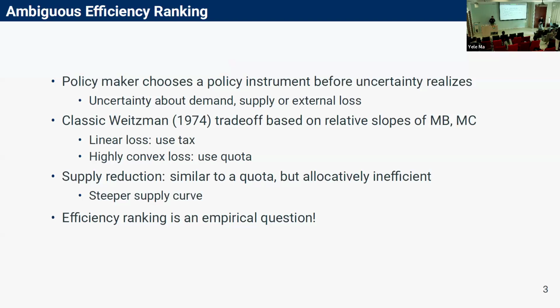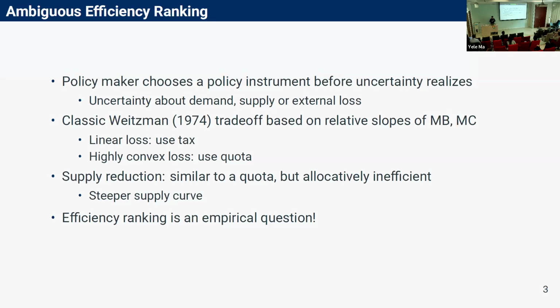This comparison between these two policies can be ambiguous when there is uncertainty. So we're going to think about a case where the policymaker has to choose a policy before the uncertainty materializes. It could be uncertainty about the demand, the supply, or the externality. The key intuition of this paper relates to the classical Weitzman 1974 trade-off based on the relative slopes of marginal benefit and marginal cost.